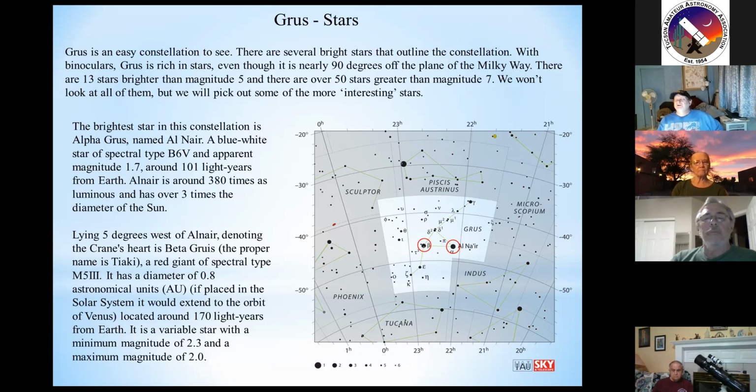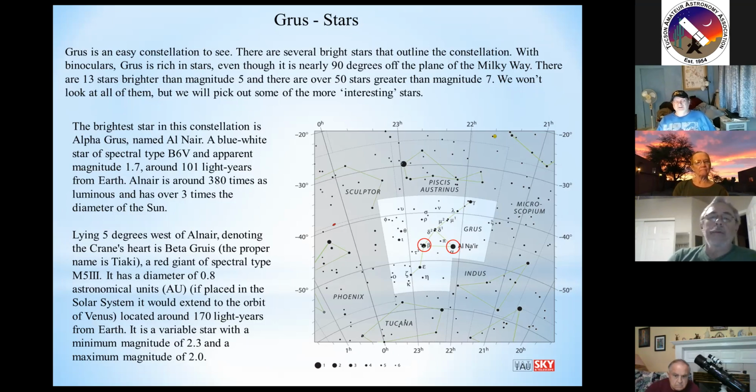The brightest star in the constellation is Alpha Grus. It's named Alnair. It's a blue-white star, spectral type B6V, and it's got a magnitude of 1.7, so it's pretty bright. It's around 100 light years from the Earth. It's 380 times as luminous as the sun and has 3 times the diameter of the sun. And it's circled there on the right, Alpha, Alnair.